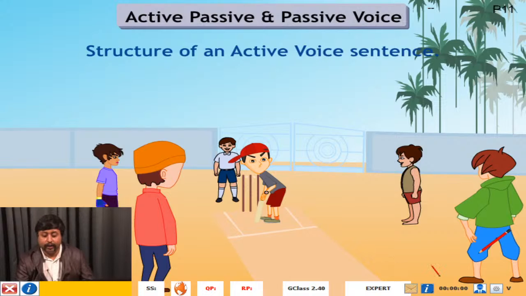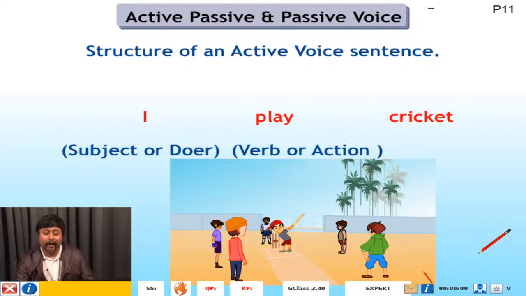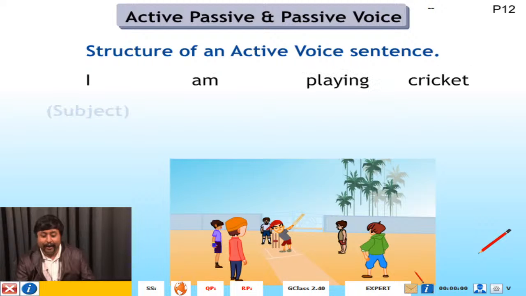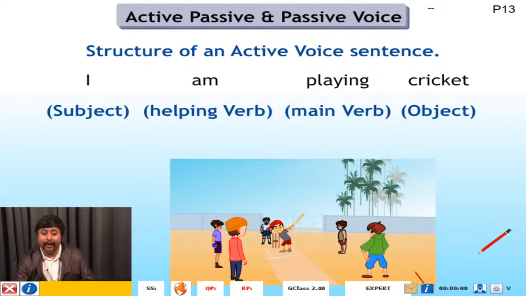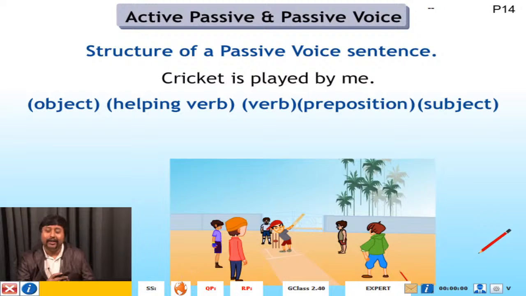Structure of an active voice sentence. So what is the active voice sentence structure like? I play cricket. The sentence is I play cricket. I is the subject or doer, play is the verb or action, and cricket is the object. Here, I am playing cricket. Again, I is the subject, am is the helping verb, playing is the main verb, and cricket is the object, right? So here it is subject, verb and object. That is the structure of an active voice. Sometimes we have to use some auxiliary with the verb if it is in continuous tense, just like the example I am playing cricket.